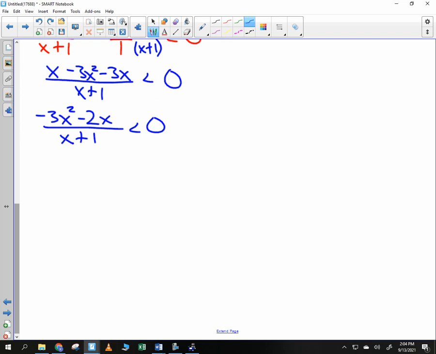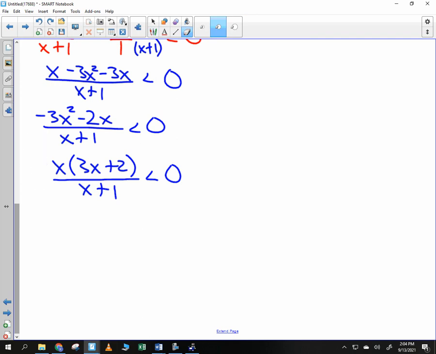What can I do now? Should we even take out a negative x? Okay, let's take out a negative x. And I'm left with 3x plus 2 over x plus 1. I'm one of those people, I don't like negatives. So I could get rid of this negative out front, couldn't I? If you multiply both sides by negative 1, that will go away. And that will become greater than 0.